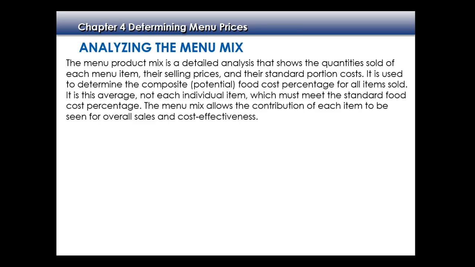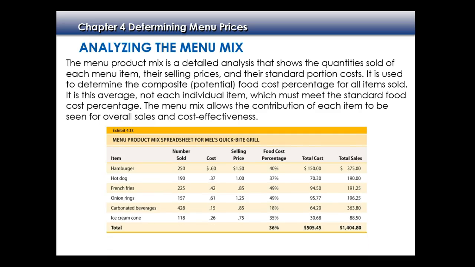So the menu product mix is a detailed analysis that shows the quantity sold of each menu item. It includes their selling price and their standard portion cost. It is used to determine the composite, or your potential food cost percentage, for all items. So this is just an average of all those items, not an individual item. But it needs to be able to meet that food standard cost percentage. Remember I said earlier, you're taking everything in now, and you're trying to hit that ideal.